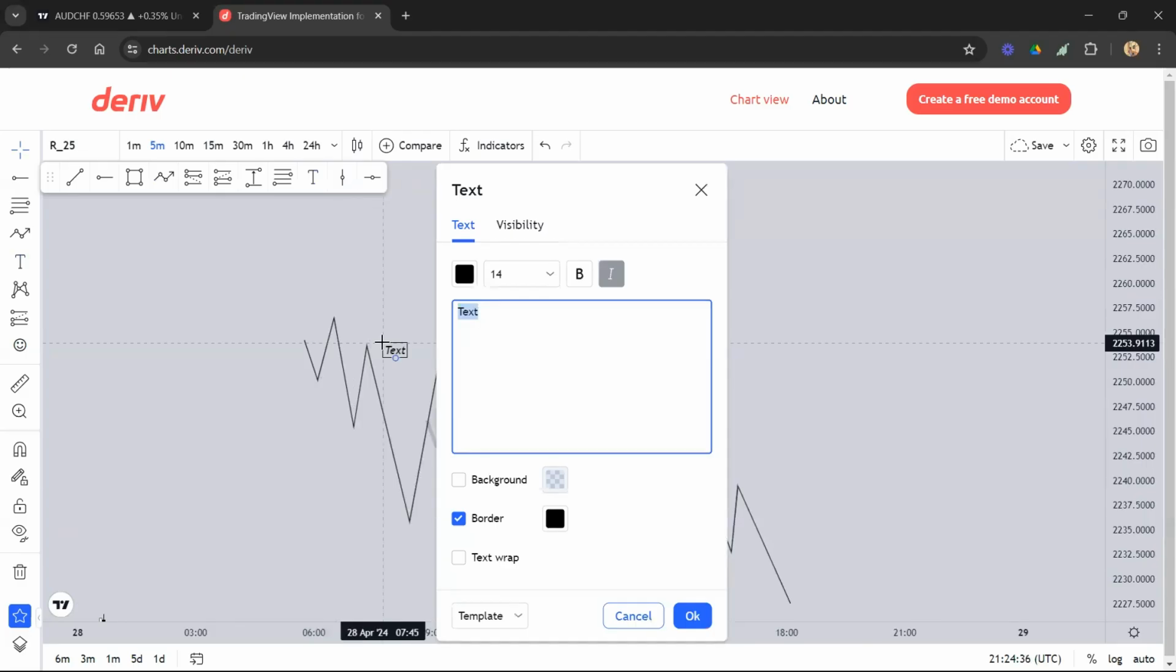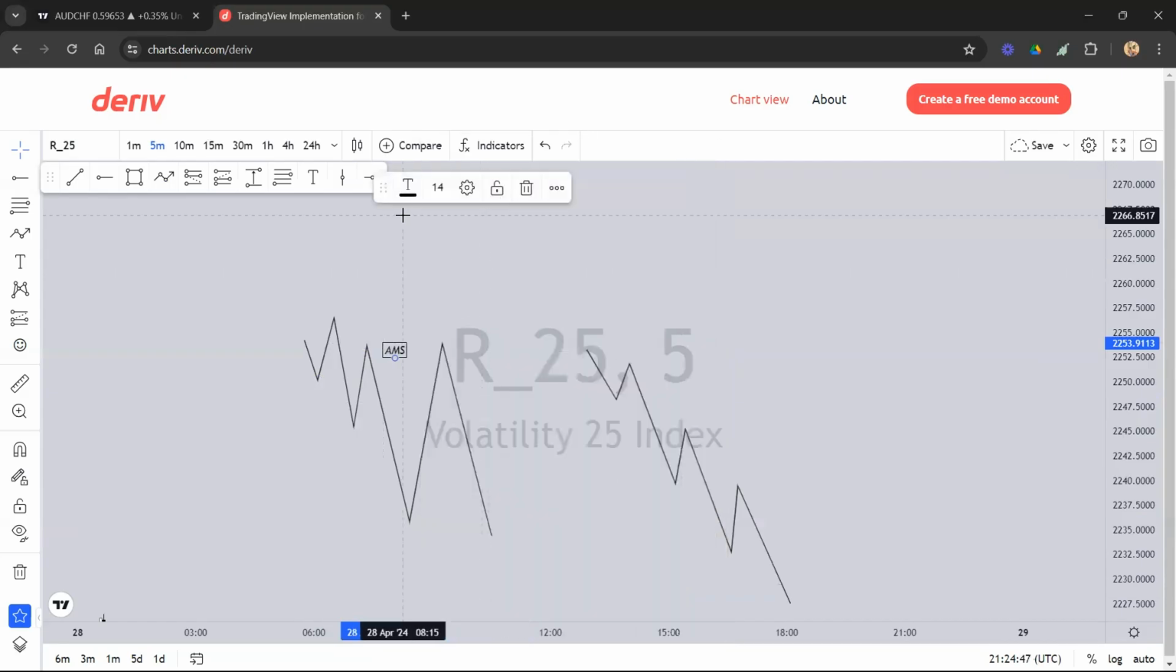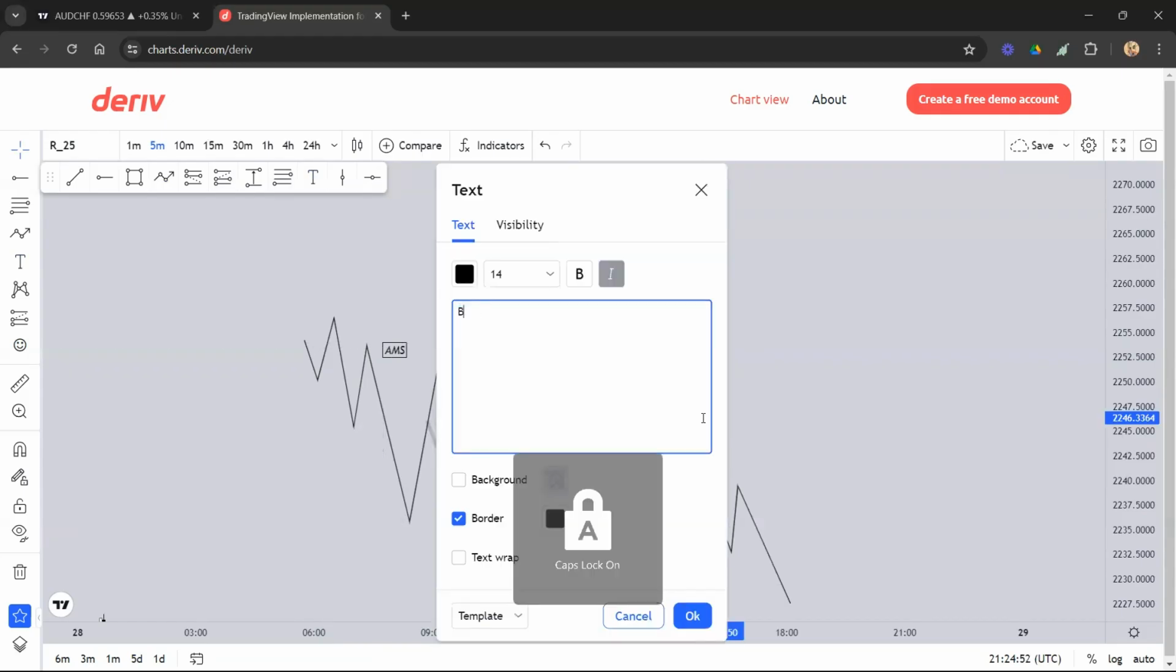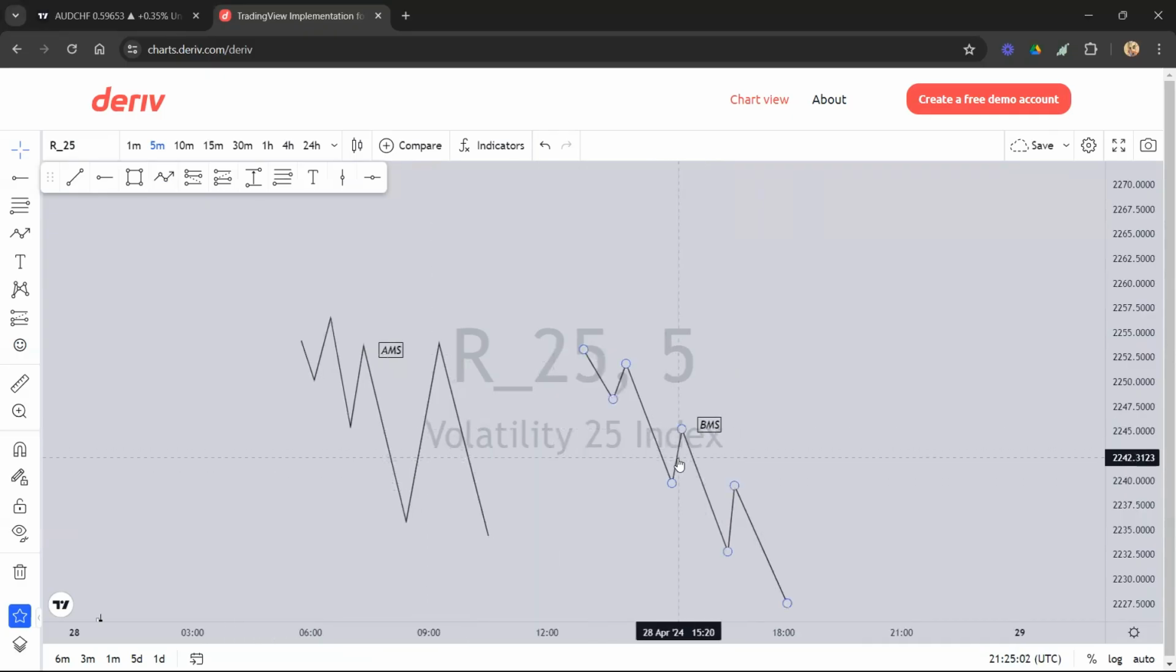Now I'm going to be using AMS and BMS: advanced market structure and basic market structure. Hope that's okay. So this is the AMS and this is the BMS. We have an AMS here and a BMS here. Can you see the difference? See how basic this one is. You see how this one wants to look as if it's complicated, right? So I'm going to teach you.